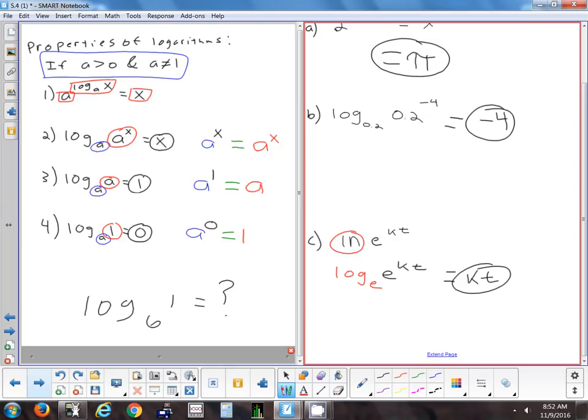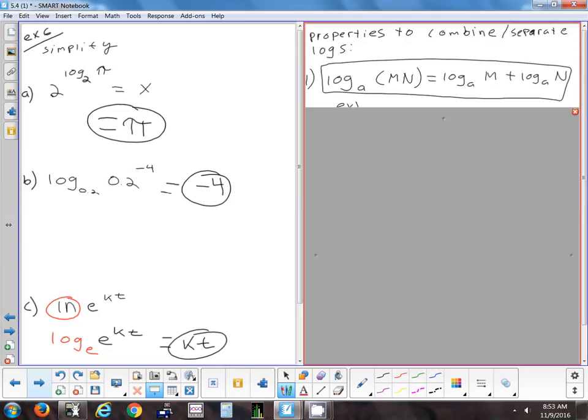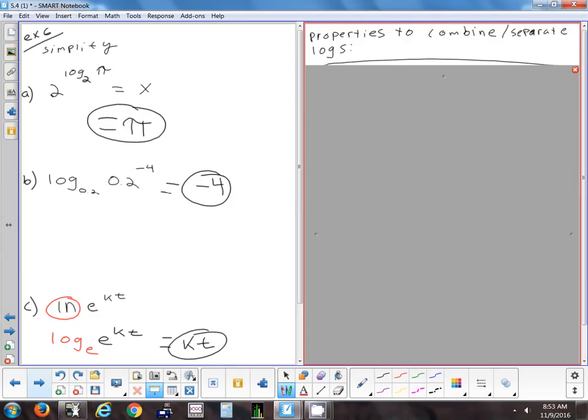Okay, so just some basic properties that if you come across some expressions like these in the homework, gives you some tricks to simplify them. Especially rules 3 and 4. I don't see rules 1 and 2 as much, but 3 and 4, they come up quite a bit. All right, so the last thing we're going to look at is properties we can use to take logarithms that are separate and combine them, or you can take logarithms that are already combined and separate them. You can do it either way.